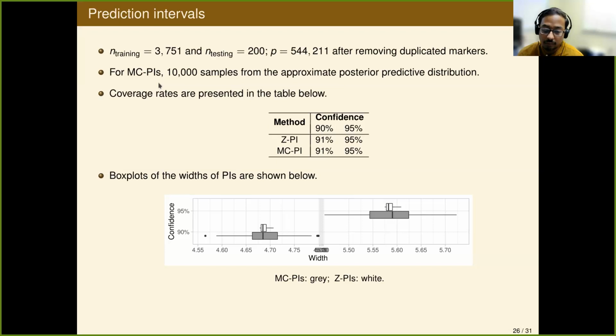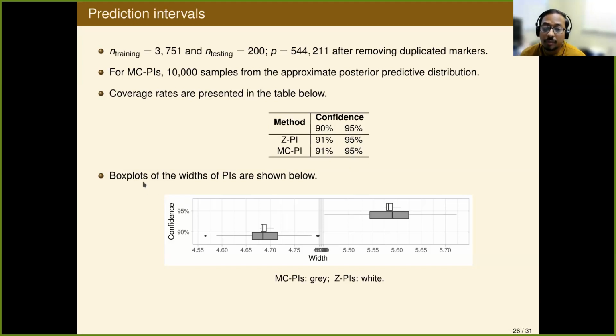One using the Z prediction interval, the ZPI, that is based on the posterior predictive mean and standard deviation. And the Monte Carlo based prediction intervals that do conditional simulations from the posterior models and use the quantiles. We use 10,000 samples from the posterior distributions to approximate the posterior predictive distribution. The coverage rates are presented here. We find that the coverages are fine: 90% confidence prediction intervals have about 91% coverage, and 95% prediction intervals have 95% coverage.